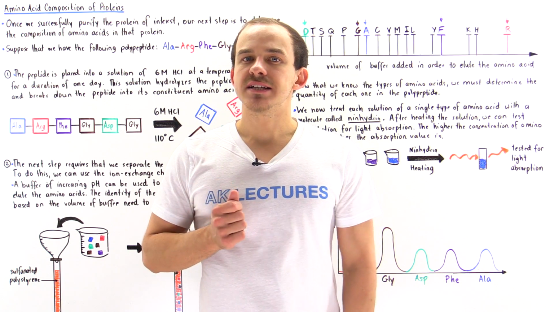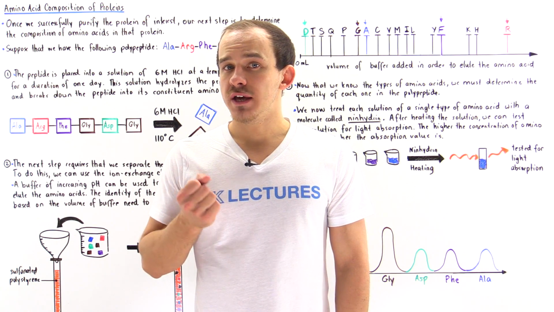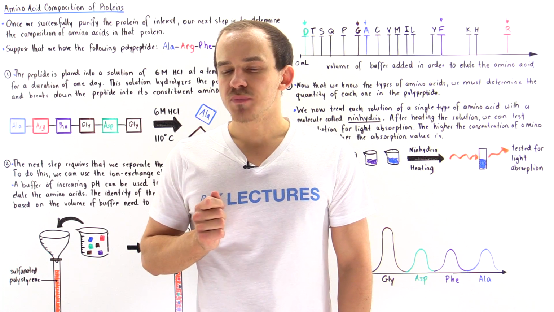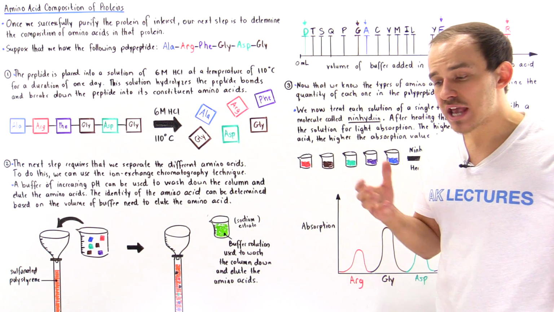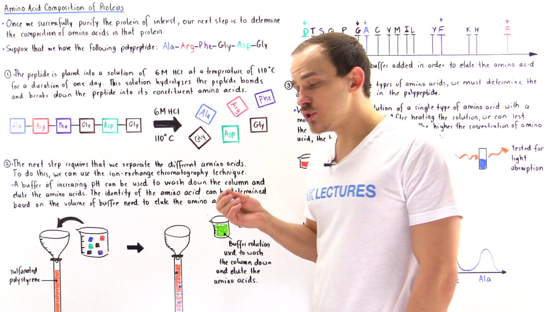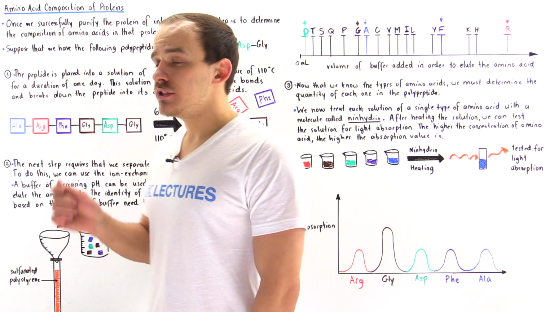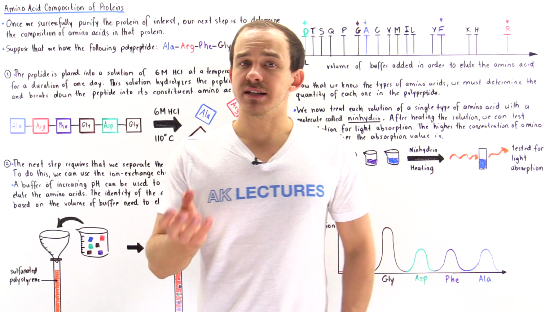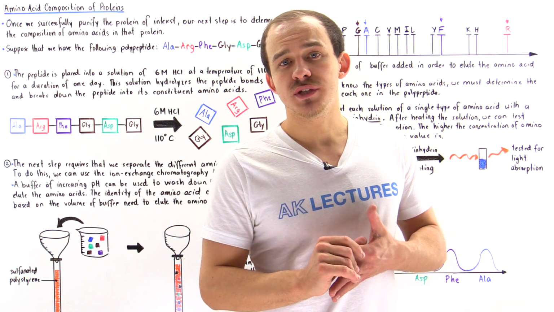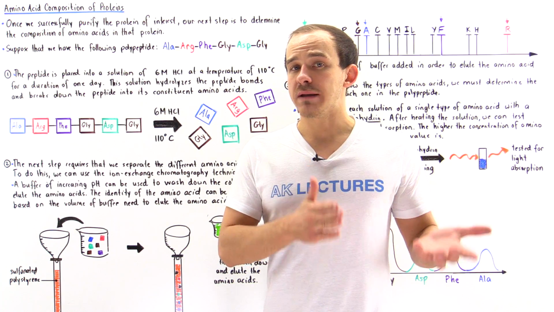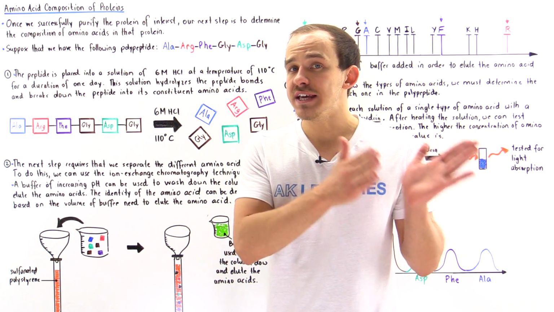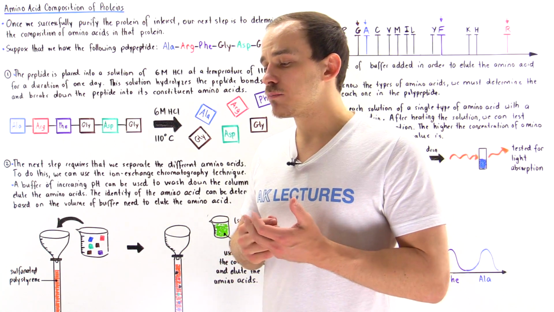So once we successfully purify that protein of interest, what do we do next? Well, logically speaking, if we don't know anything about that protein that we just isolated, what we want to do first is determine what the amino acid composition is within that protein. So we want to know what types of amino acids are found within that protein and how many of each amino acid is found within that protein.